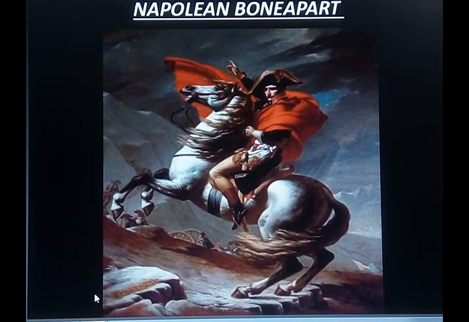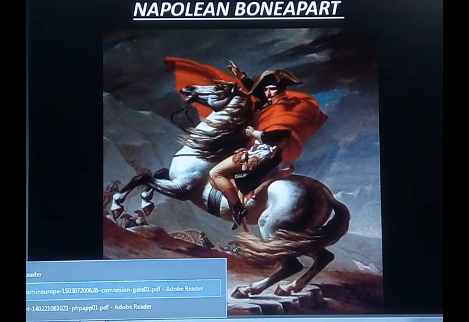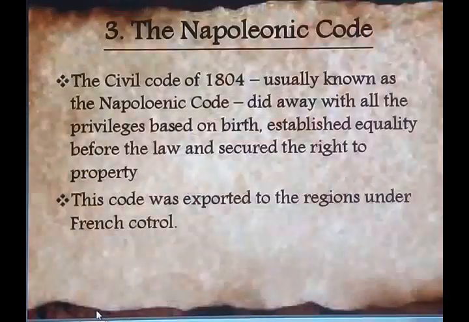Now here is another important topic in this chapter. It is about Napoleon Bonaparte. Remember, he was a French emperor. Napoleon set about introducing many of the reforms in the territories that came under his control that he had already introduced in France. He introduced the Napoleonic Code. So Napoleon Bonaparte is very important. The topic is very important in this chapter.